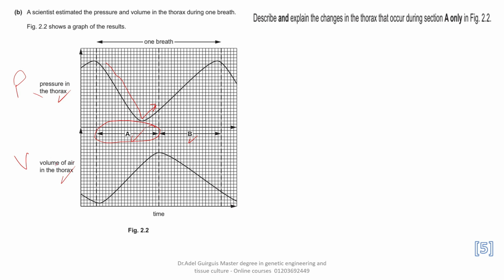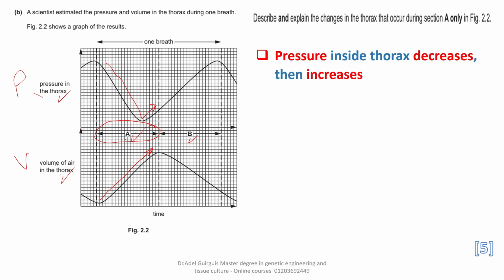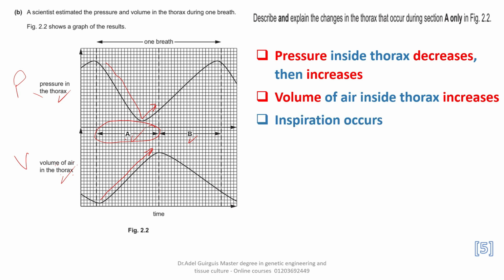What about the volume of air inside the thorax at the same stage? It only increases. So this is the description. What about the explanation? Look please, pressure inside the thorax decreases and then increases. Volume of air inside the thorax increases. Inspiration occurs due to these changes in pressure and volume. How come?